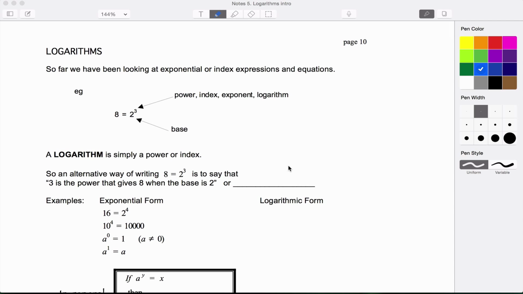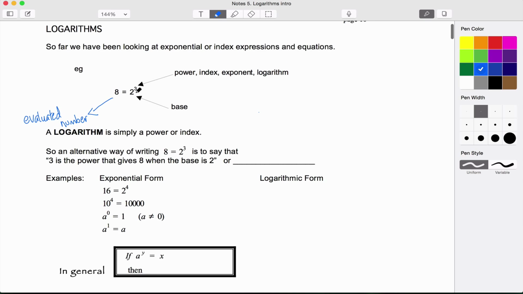So as you can see from the page, so far we've been looking at exponential or index expressions and equations, which look like this, and this is just a reminder. We've got the evaluated number at the start in this example. The power or the index is the little number at the top there. It's also known as an exponent or a logarithm, and the big number is the base.